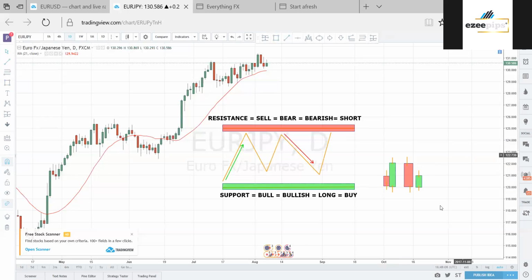So at levels of support, this is what you should be looking out for. At levels of support, you need to look out for either this or all this. So it's either this candle or that at a level of support. Also, at levels of support, you can also look out for this candle here.